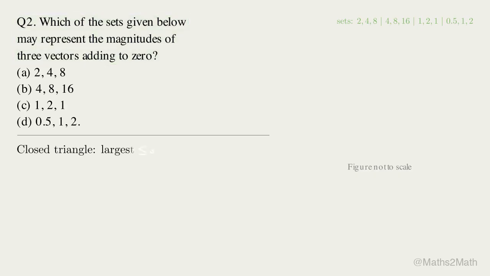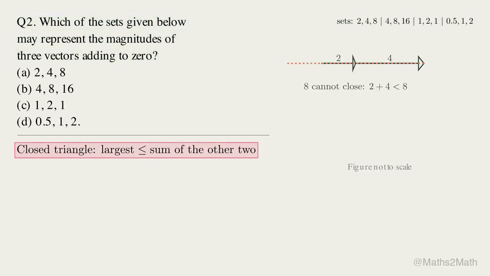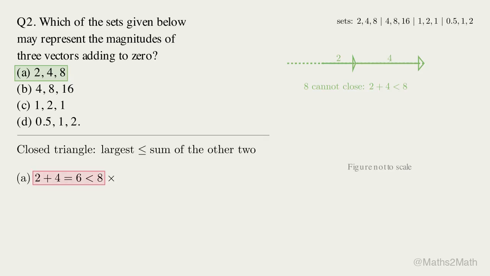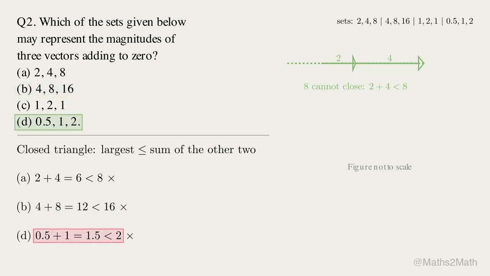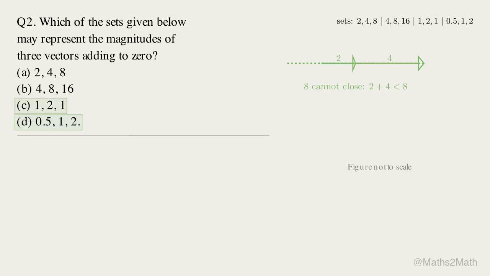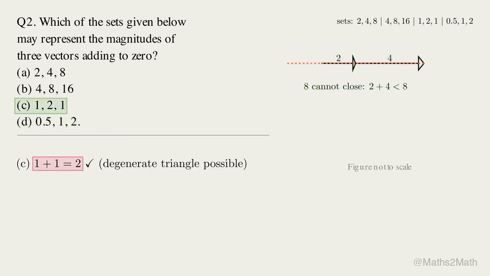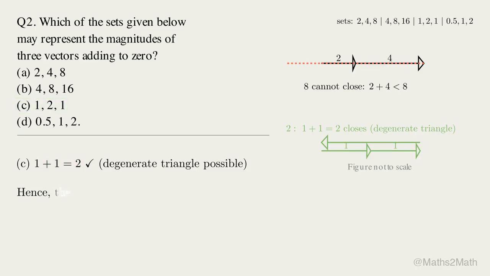Check the triangle condition for each set. The largest magnitude must not exceed the sum of the other two. In set A, 2 plus 4 is 6, less than 8. The triangle cannot close. In set B, 4 plus 8 is 12, less than 16. It fails too. And in set D, 0.5 plus 1 is 1.5, less than 2. It also fails. In set C, 1 plus 1 equals 2 exactly. The three vectors can lie along a line, a degenerate closed triangle. This works. Hence, the answer is Option C.